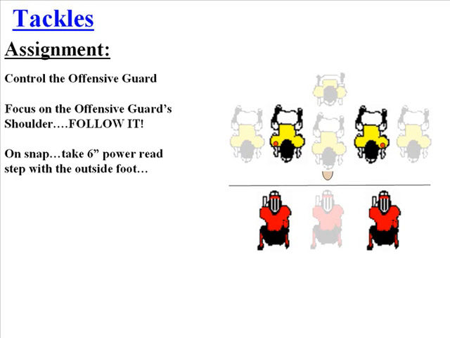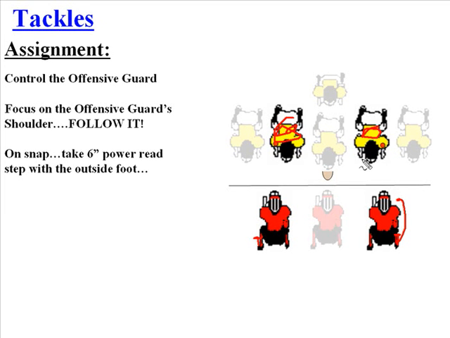Now, let's just talk quickly about technique. Then we'll get to the drills in the next portion. A little bit about technique. It's a little bit more than just attacking the shoulder. On the snap, we want you to take your outside foot and go forward just 6 inches. Just 6 inches forward. That's a power read step. All right, you're going to read what this shoulder is going to do. We don't want you taking this big, huge, long step and being out of position to respond to what the shoulder does. Okay, you're responding to this player.